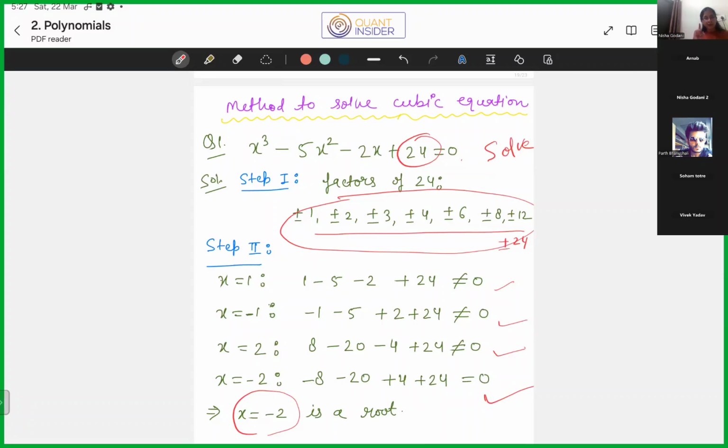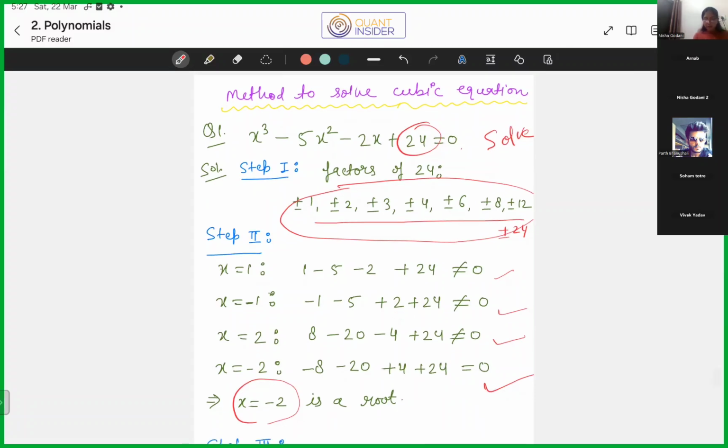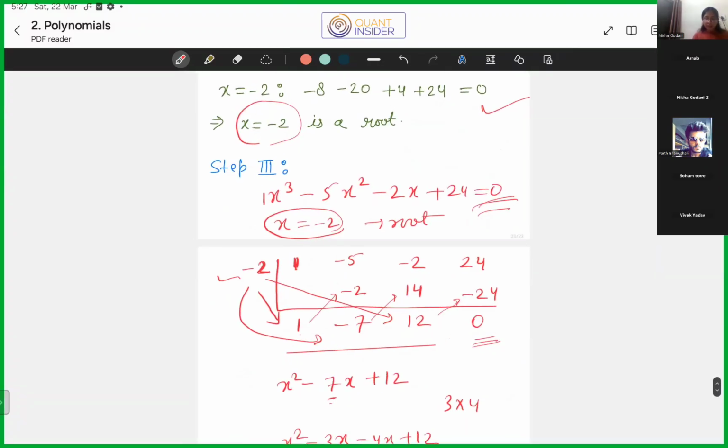So if you have one root, what will you do? You will write the coefficients in this way. You put the root outside, then use this method. So what is this method? First, write the first term as it is. It is 1 here, so I have written 1. Then multiply by this -2. So -2 into 1 is -2.